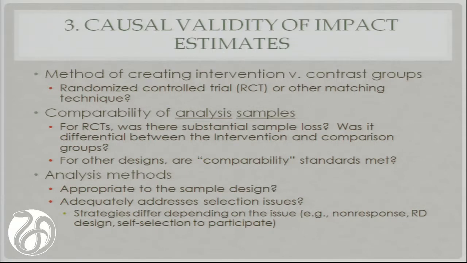You need to know whether you lost sample, whether you had differential sample loss, whether the two groups still look similar at the point that you're doing the analysis. For other designs, are comparability standards met? Have you even controlled on observables through your matching method? And if you've controlled on observables, what are the threats still to the unobservables? What are those assumptions that you are putting out there with one sentence that says, assuming all the things that propensity score matching assumes? So we really need to check these, and then there are the analysis methods.